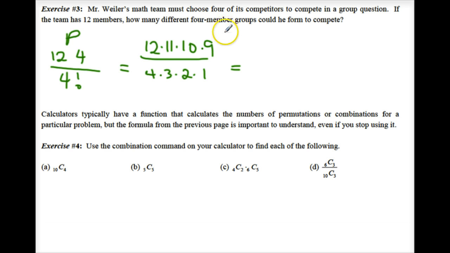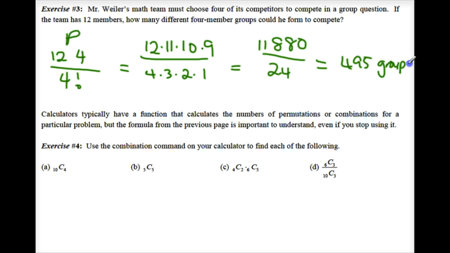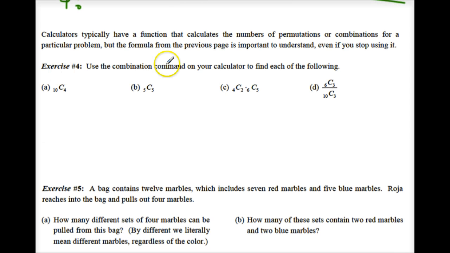Now again, why did I do this? Because we simply want to count the groups. We don't care about anything else. We just want to count this. So the top works out to be 11,880 over 24, which gives me 495 groups. Now I want you to go ahead and practice using this on the calculator.